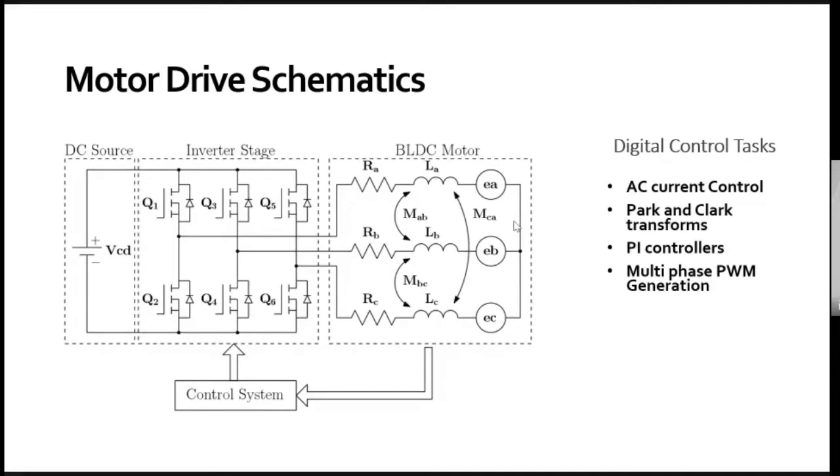There can be a multi-phase PWM generator, maybe 3-phase, 5-phase, or 6-phase. All these things should be implemented inside the microcontroller. So when we choose a microcontroller, it should have the capability to drive the system at sufficient speed. We will discuss the performance parameters that affect microcontroller selection based on our application.